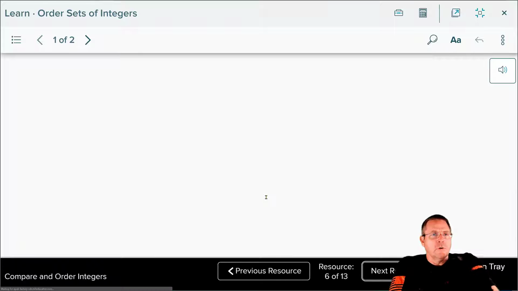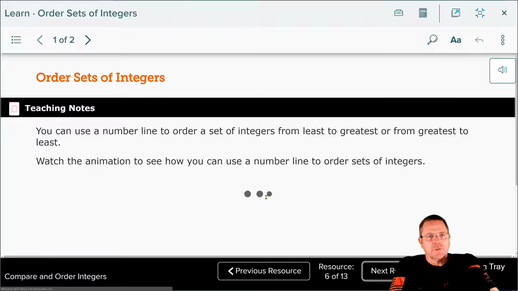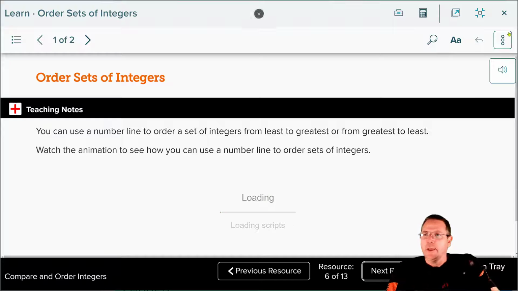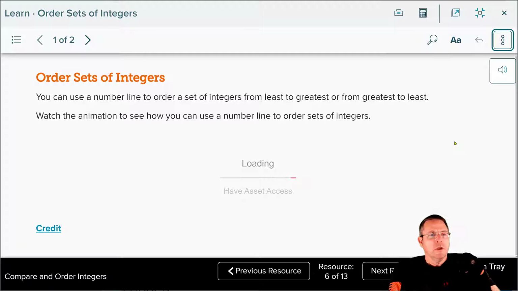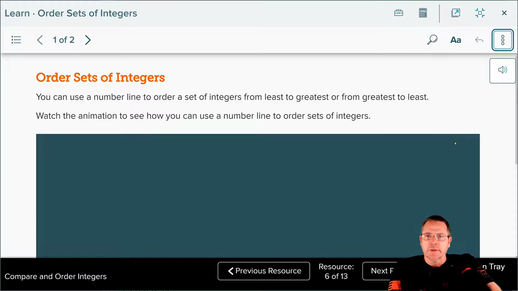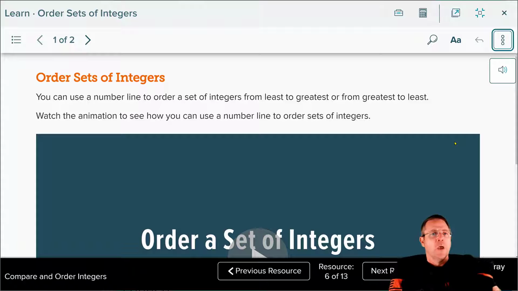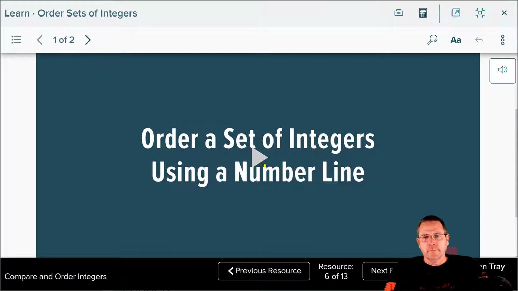Next, we're going to learn to order sets of integers. This looks like a simple 2-slide lesson, and it says you can use a number line to order a set of integers from least to greatest, or from greatest to least. Watch the animation to see how you can use a number line to order these sets. So while I sit here and cuddle Sharu, you guys watch the video.